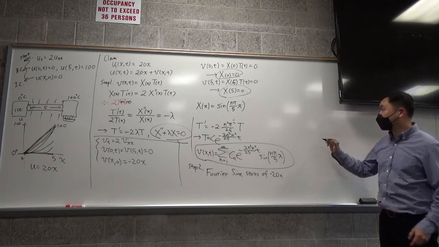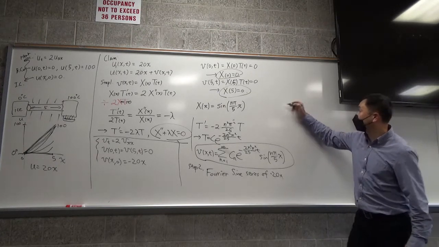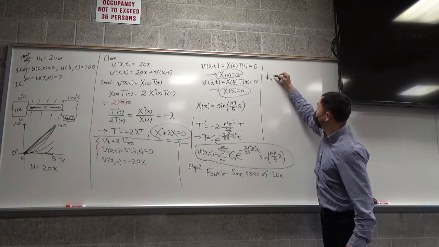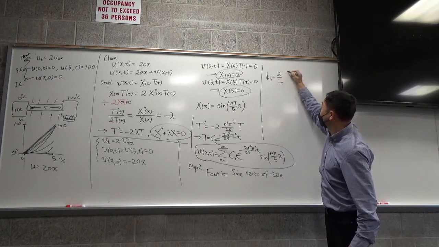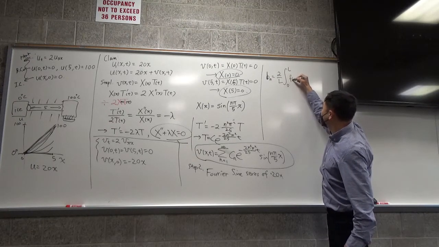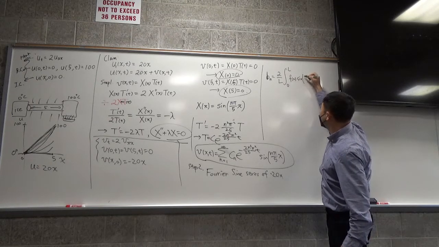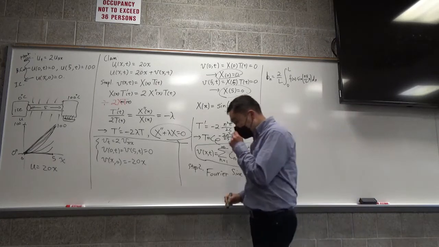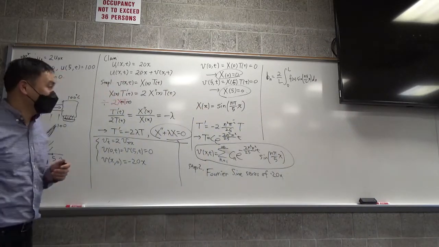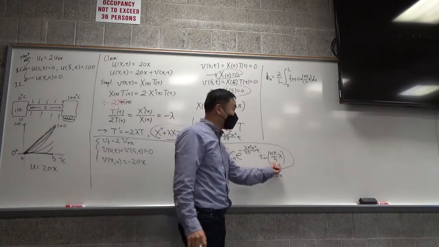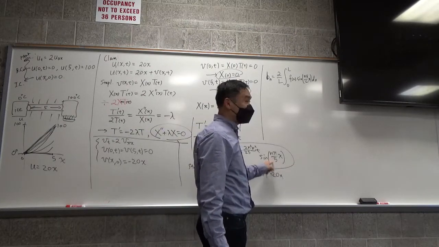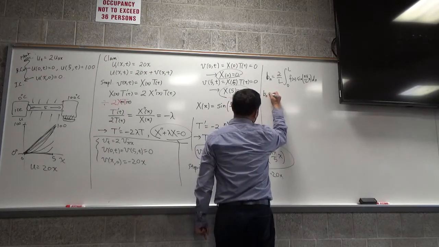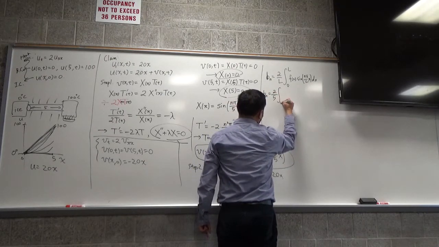Okay, so negative 20x. The formula for Bn in the Fourier series is 2 over L integral from 0 to L of f of x sine n pi over L x dx. In this question, what's our L? It's 5, because that's the number in the denominator of n pi. So in our case, Bn equals 2 over 5 integral from 0 to 5.